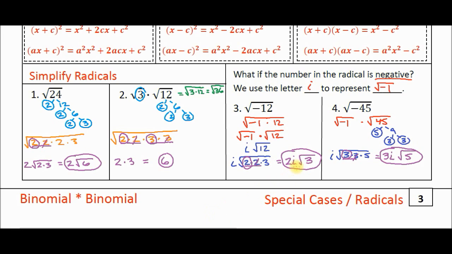Keep that in your head, this whole idea of I. It's going to show up when we get to quadratics. We're going to have some situations where we end up with negative square roots, and this is how we're going to handle those situations.